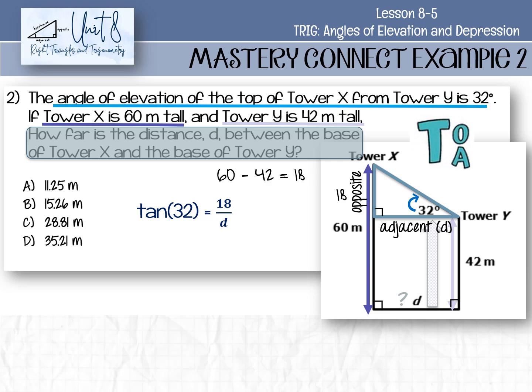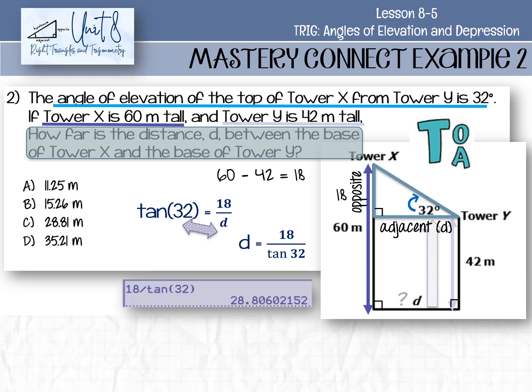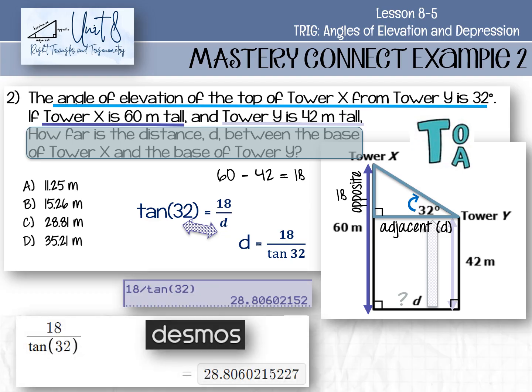D's in the denominator. Don't worry. Slick trick, those can trade places. So D is 18 over tangent of 32. Oh my. Let's put that in our calculator. We can also put it in Desmos. Final answer, C, 28.81 meters.